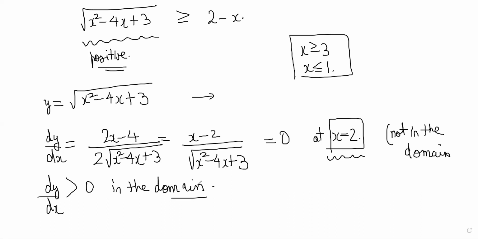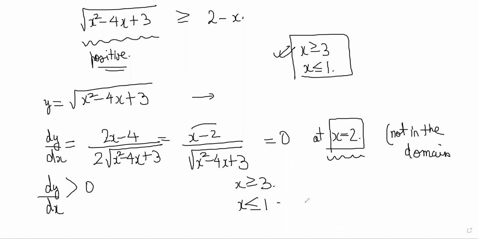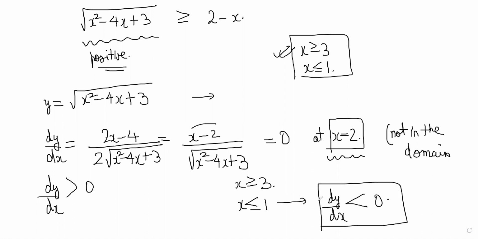Correct. In the domain x greater than or equal to 3, it is always positive. And if x is less than or equal to 1, this part is negative, so it is decreasing. For x less than or equal to 1, dy by dx is less than 0, right? Correct? It is a decreasing function.